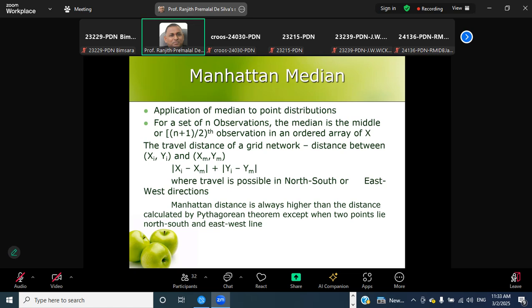In the meantime, more importantly, rather than giving a set of data and asking you to calculate, if I ask you to give me an example of calculation of Manhattan distance in the real world, take the example and see how you can calculate the Manhattan median for the real world data set.